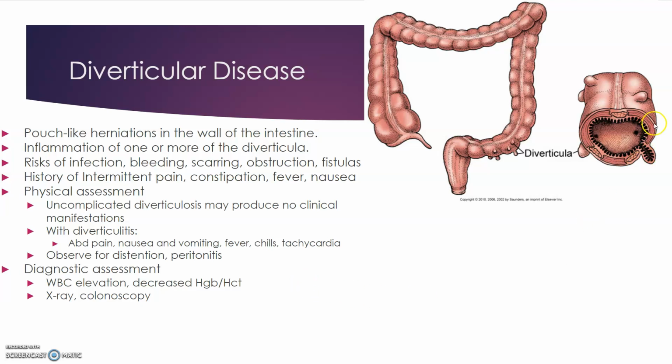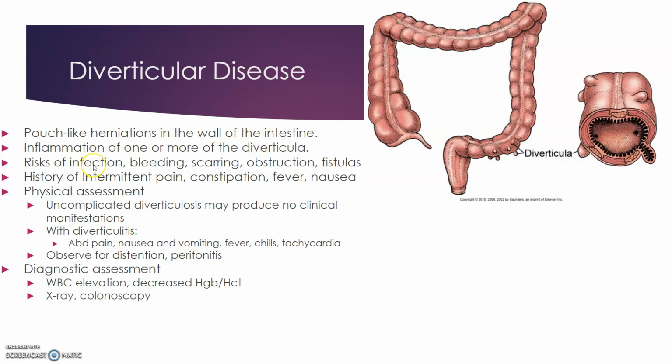Diverticular disease. So this is where you get outpouching. So you get this little bit of an outpouching here. And the bad thing about that is seeds and other fecal matter can deposit in there, cause irritation, get blocked, and then it causes a lot of irritation and complications. So it's a herniation off the wall of the intestine.